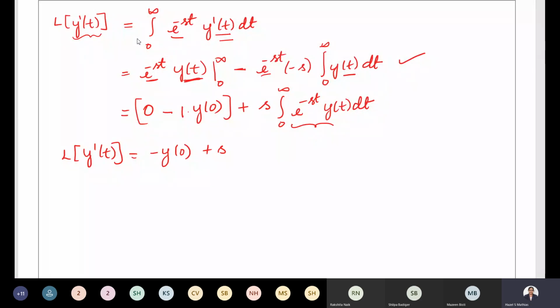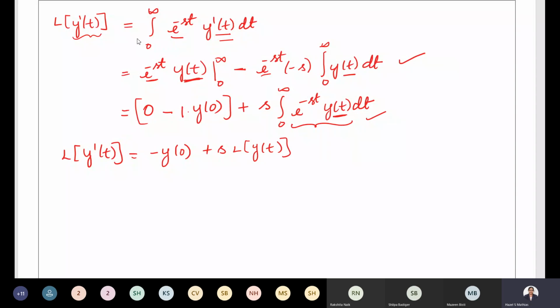Tell me, what is this term? Y dash of t? No, ma'am. It is the Laplace transform of y of t, because the function is y of t, isn't it? This is y of t. So this will be the Laplace transform of y of t.